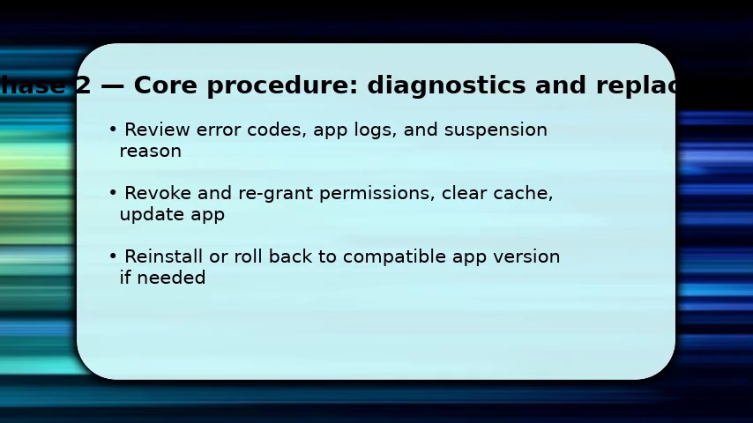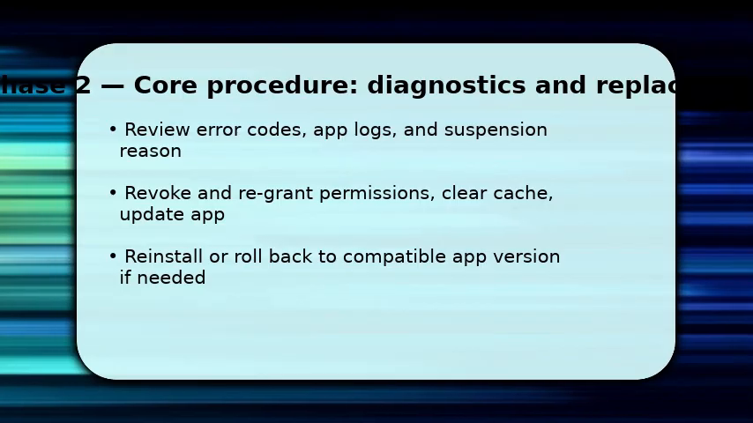Next, focus on the middle, more complex steps. Diagnose the cause and apply targeted fixes. You read error codes and app logs to determine whether a policy violation, crash, or corruption triggered the disable. Then you take corrective actions.